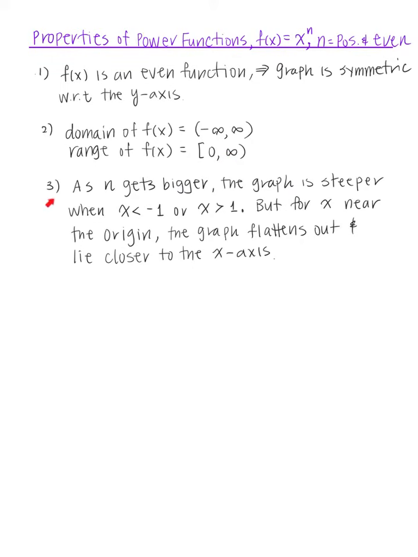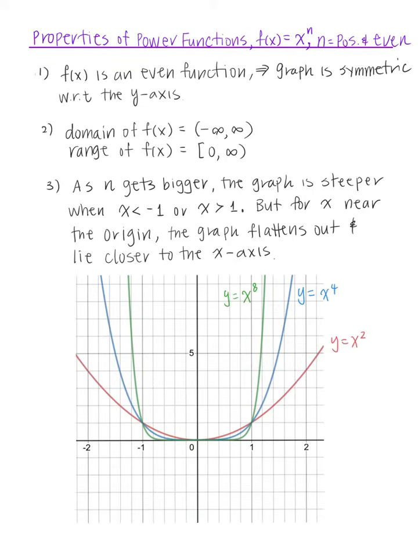Now, the third one is this: as n gets bigger, the graph is steeper when x is strictly less than -1 or x is greater than 1. But for x near the origin, the graph flattens out and lies closer to the x-axis. And again, here are the graphs that we talked about earlier.